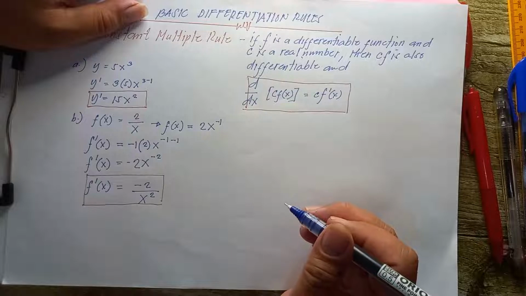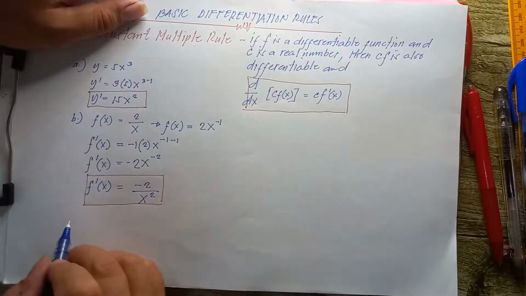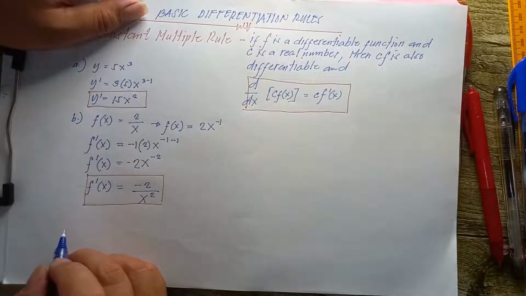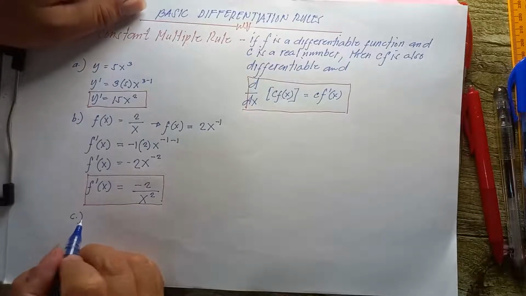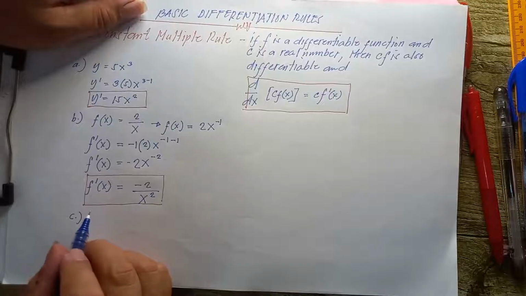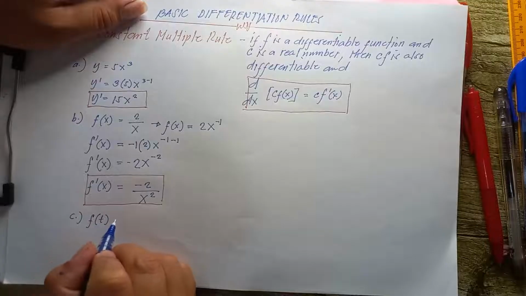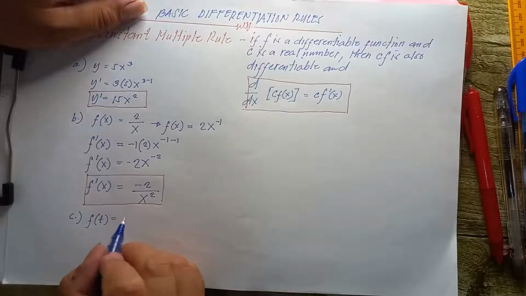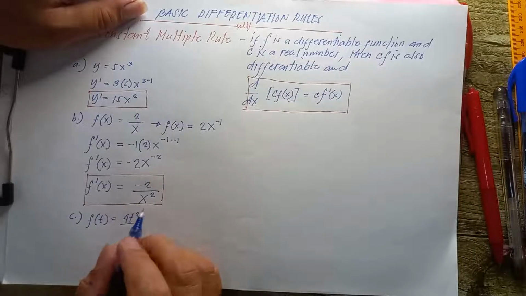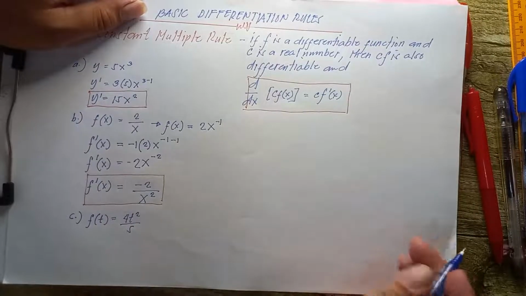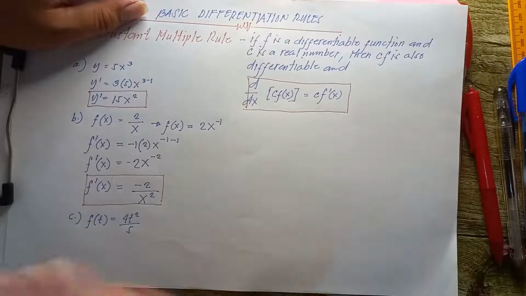Now, another one: what about if we consider this problem? Our problem is, shall we say, letter C. We have f of t, and f of t is equal to 4t raised to 2 over 5. So how do we do this one? How do we do the problem?